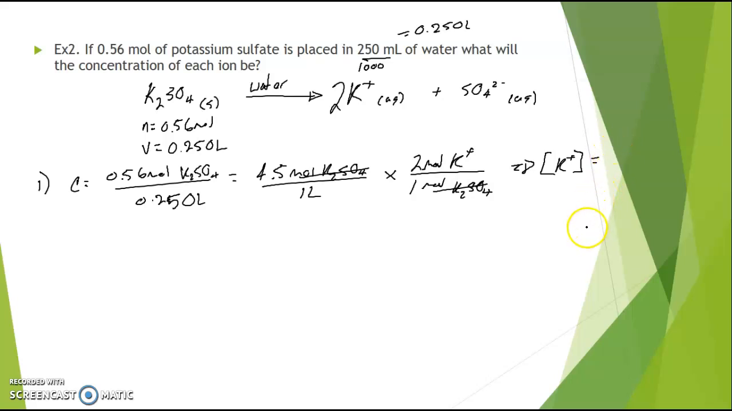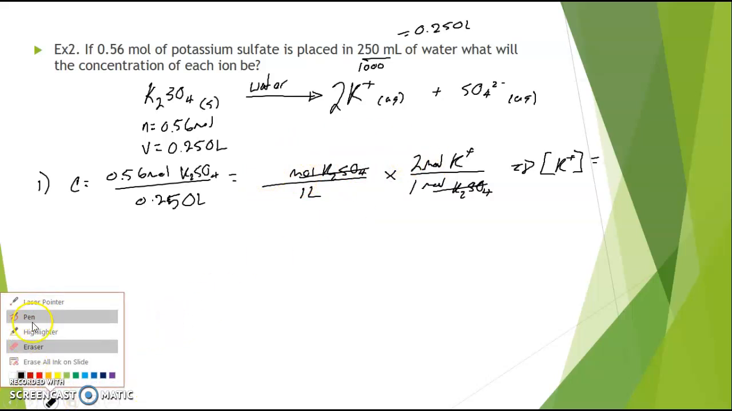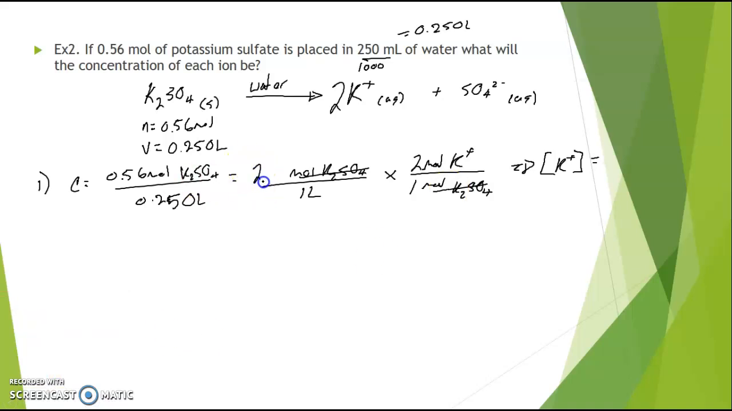Oh, sorry. My math is off here. Sorry. Going to go back here and take a step back. 0.56 divided by 0.25 is 2.24. Then when we multiply that by 2, now we get our answer, our concentration.